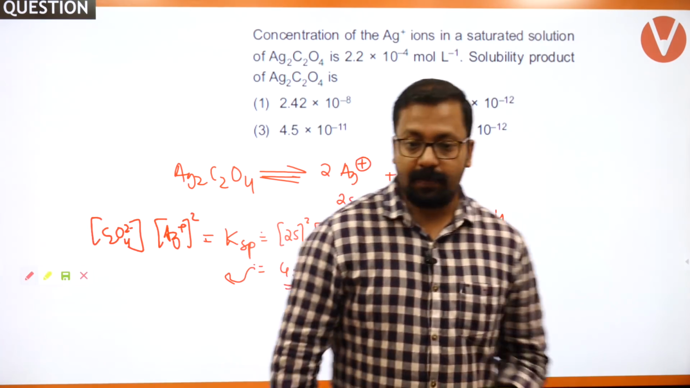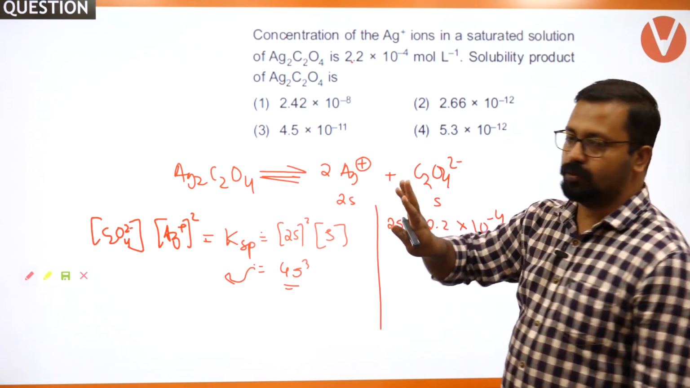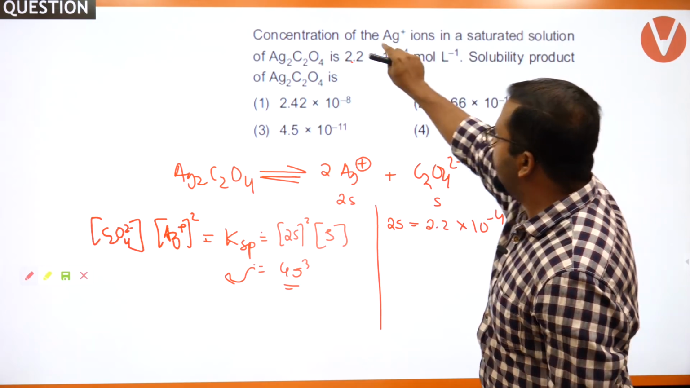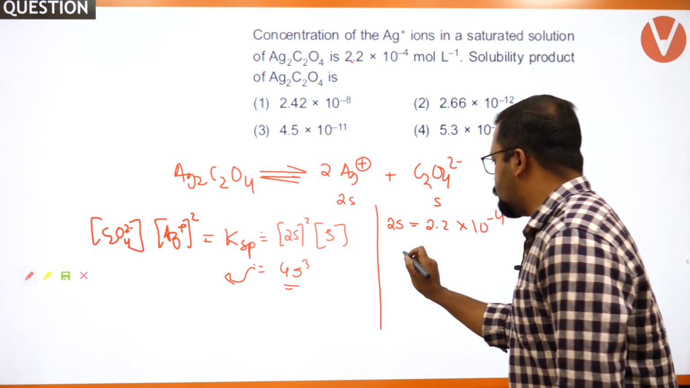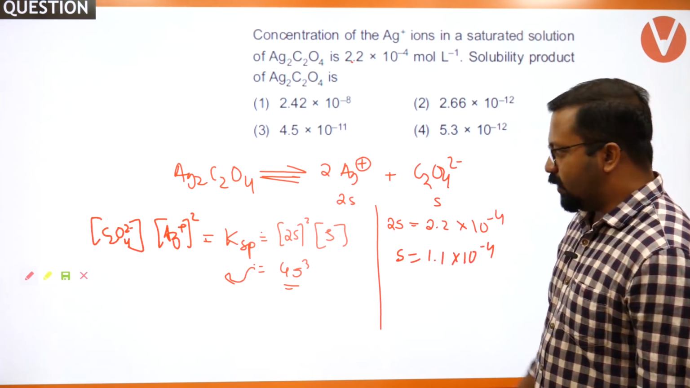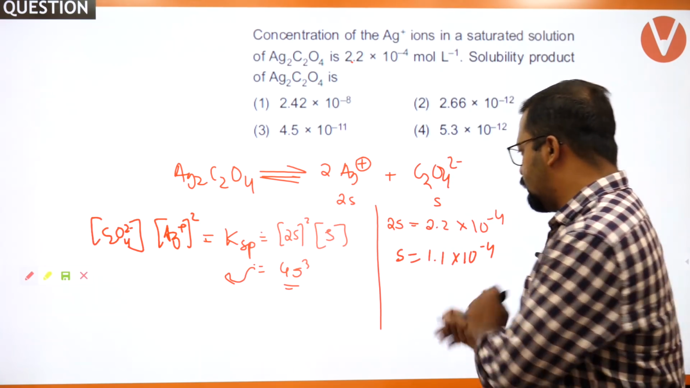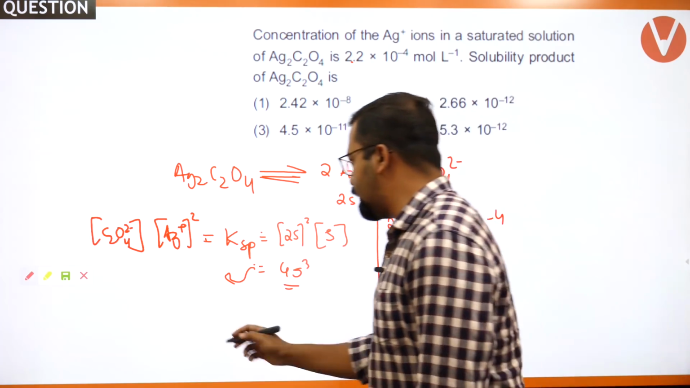I'll write it like this. Now Ag plus's concentration is 2S, which is equal to 2.2. It's not that S is equal to this, it is given that the concentration of Ag plus, so 2S, is equal to this. So what is S equal to? 1.1 times 10 raised to minus 4. So rather than putting this value over here, I can also just put this and this value and calculate the answer.